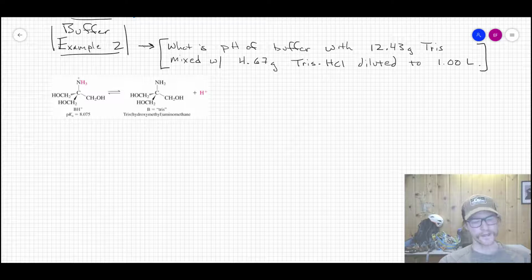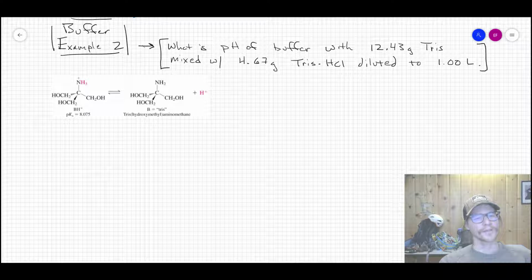So tris is a really common buffer in biological systems. Several of you probably use this or at least have heard of this stuff. Super, super duper common for either making media or growing up cultures, amongst many other things, even protein purification in cases.